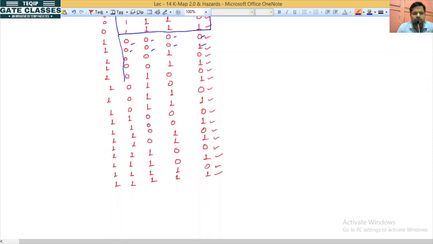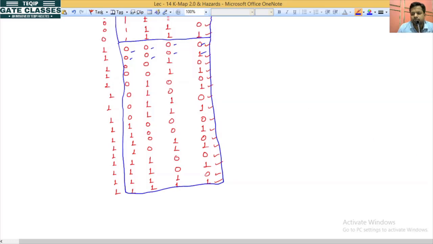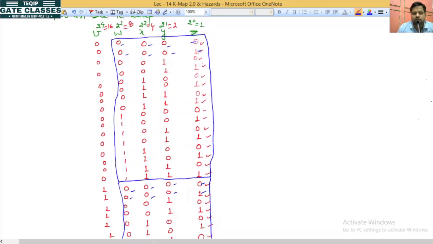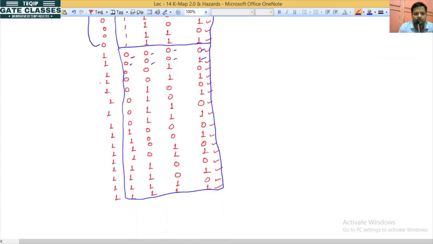The only difference is in the value of v, because in the upper half the value of v is 0, and for the lower half, you see here, the value of v is 1. So we have to construct two 4 variable K maps, one for v equal to 0 and the other for v equal to 1. You are getting my point now?